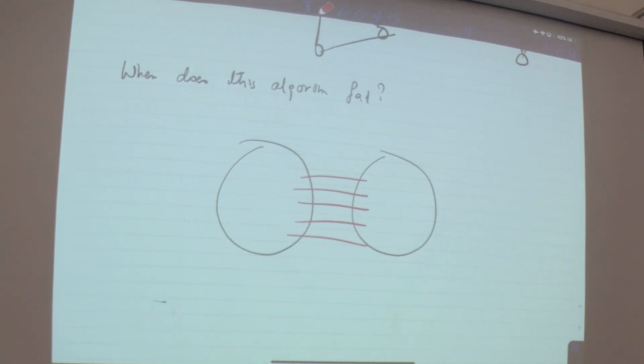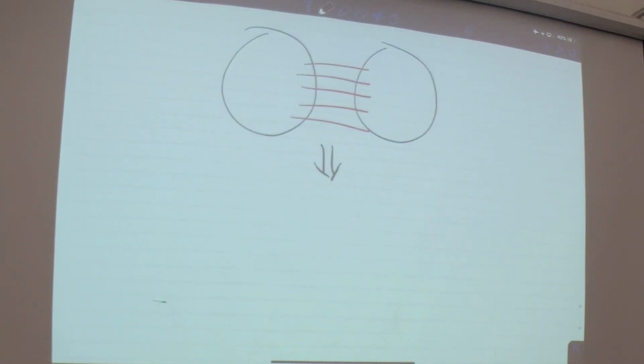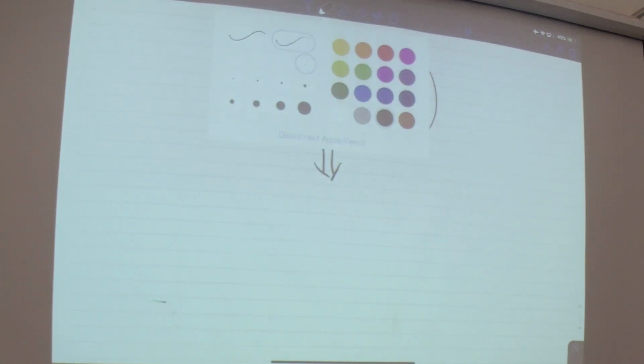So rather than saying when it will fail, let me argue when it could fail. Conversely, if I never ever touched any of these edges in my contraction, I claim what I will end up with is in fact the min cut. Because what this will go to is going to be something that looks like this.